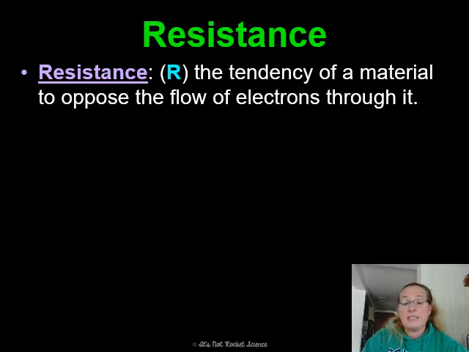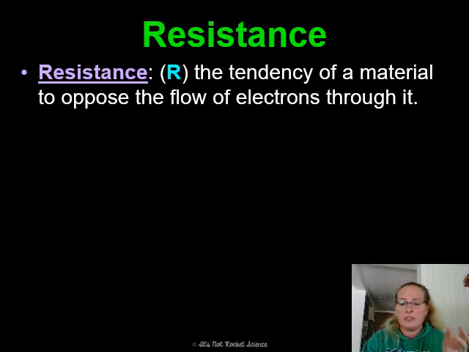Okay, the very last thing that we are going to talk about, and again, because of the nature of distance learning, you get to skip all the math. Yay! Resistance is denoted by the capital letter R, or as we would say in Boston, the A. The tendency of a material to oppose the flow of electrons through it.